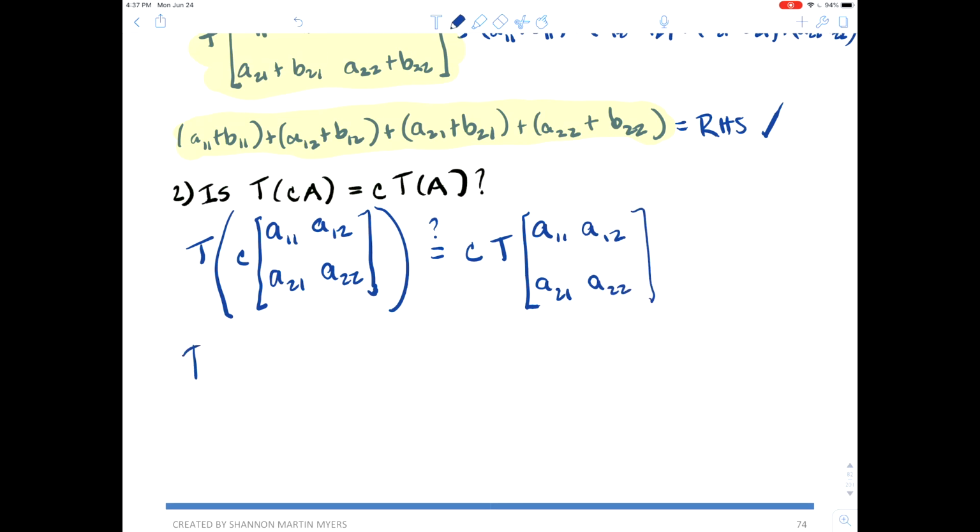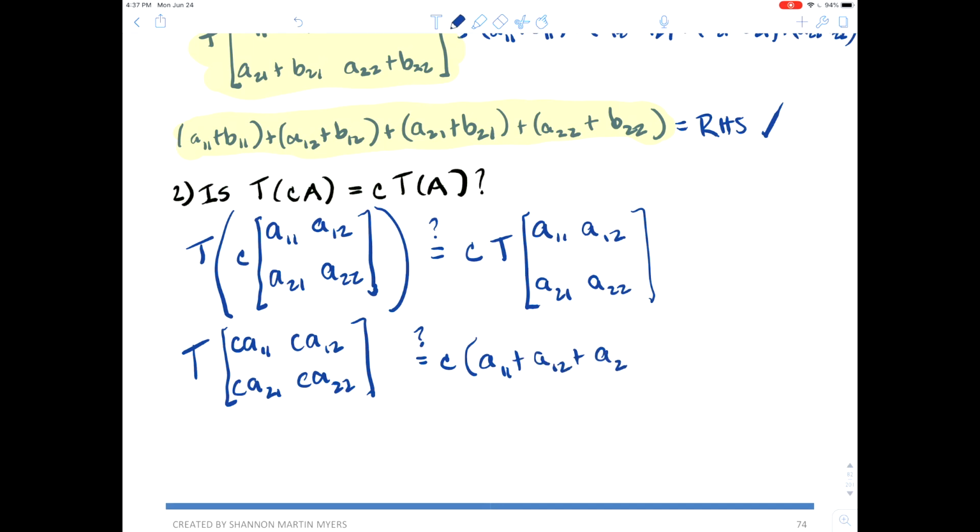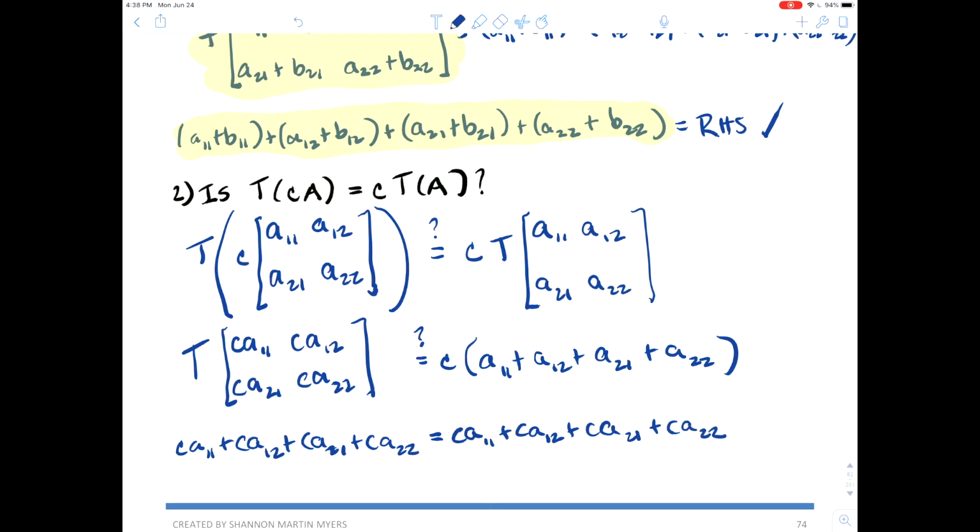Okay, so then on the left side, what are we going to get? We're going to get our T of CA11, CA12, CA21, and CA22, completing that scale, bringing that scalar in. And is that going to equal C times quantity A11 plus A12 plus A21 plus A22? So now applying the linear transformation to the left side, I'm going to get CA11 plus CA12 plus CA21 plus CA22. And that is indeed equal to CA11 plus CA12 plus CA21 plus CA22. I distributed the C through those numbers because we're in the real numbers. And so we're good to go.